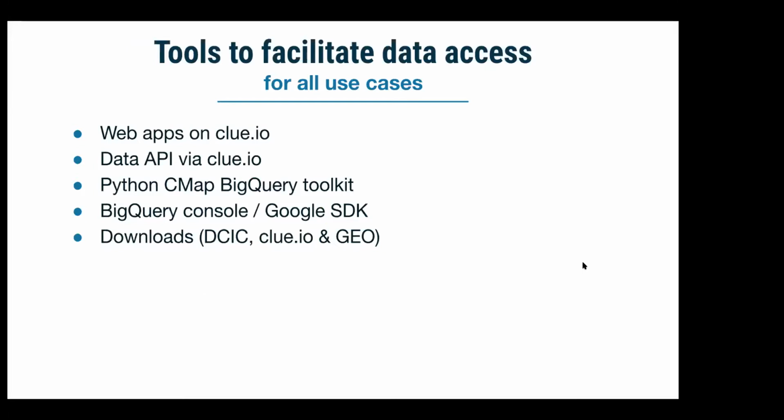So the other sets of tools that we have for accessing this data include web apps on clue.io. There's a data API that I just mentioned, as well as the Python BigQuery Toolkit. The data can also be accessed directly through the BigQuery console. It is a publicly available data set at this point, and we'll have some instructions for how to access that data that we can follow up with after the workshop. And of course, we'll make the data available for download from places like the DCIC, our website, clue.io, and GEO.